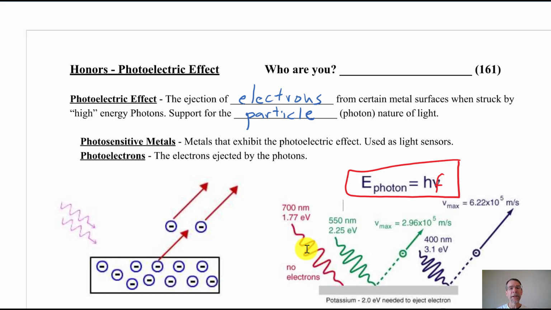And the red photons can never, in this case, cause the photoelectric effect. They cannot emit photoelectrons because they're below the threshold or the work function, the 2.0. Red will never be able to do that.